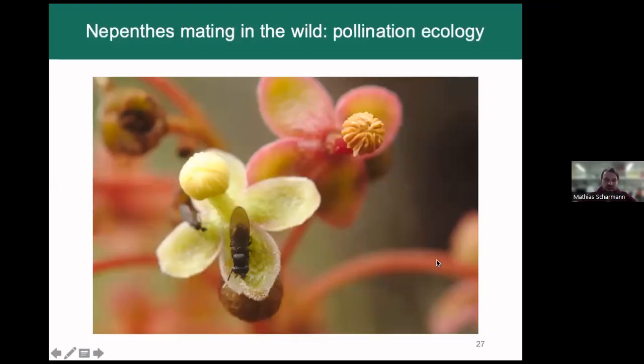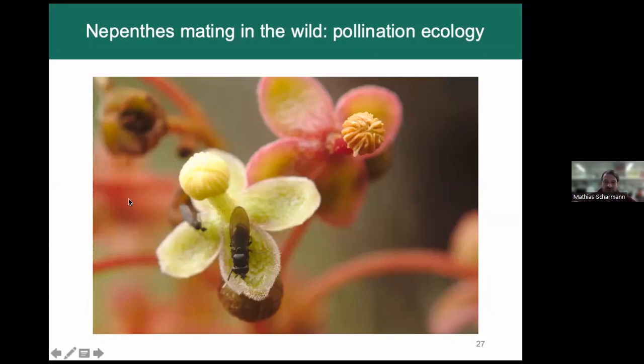Okay, but how does Nepenthes mating actually work? Very little is known about the pollination ecology of Nepenthes. What is clear, though, is that they are pollinated by insects. There was some argument whether they could be pollinated by wind, but it turns out that the pollen grains they make are too large to be transported by wind. And one or two studies only have done the experiment of wrapping Nepenthes flowers with mesh in the wild to exclude any animals and then see the seed set. And it turns out then you don't get any seed.